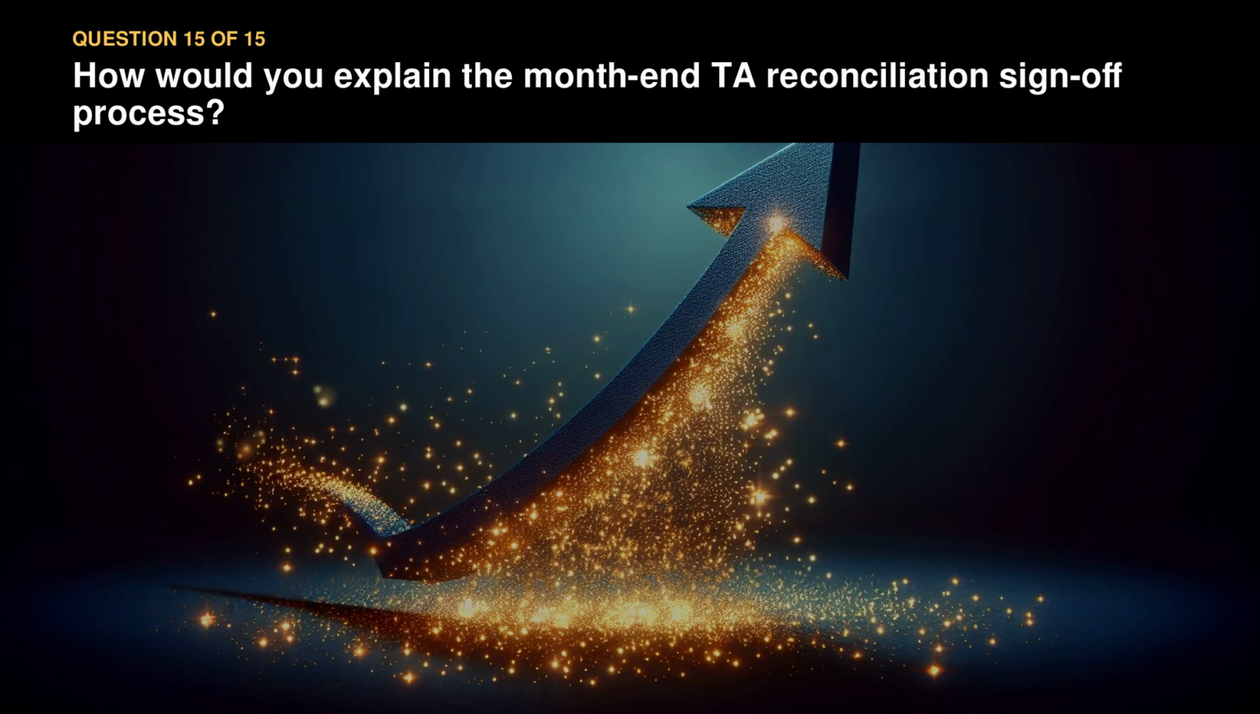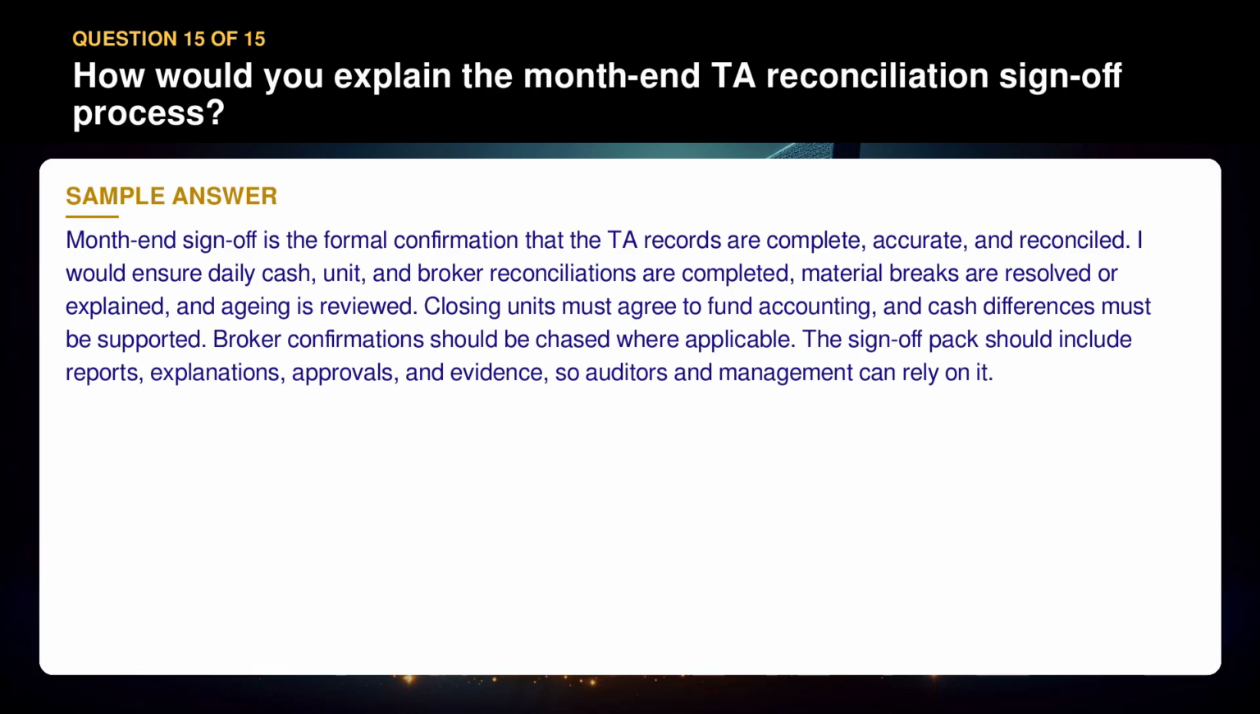Question 15. How would you explain the month-end TA reconciliation sign-off process? Month-end sign-off is the formal confirmation that the TA records are complete, accurate, and reconciled. I would ensure daily cash, unit, and broker reconciliations are completed, material breaks are resolved or explained, and aging is reviewed. Closing units must agree to fund accounting, and cash differences must be supported. Broker confirmations should be chased where applicable. The sign-off pack should include reports, explanations, approvals, and evidence, so auditors and management can rely on it.